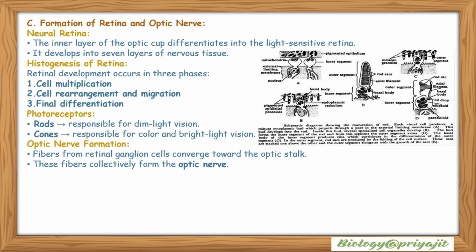Photoreceptors: there are rods and cones. Rods are responsible for dim light vision and cones are responsible for color and bright light vision. Optic nerve formation: fibers from retinal ganglion cells converge toward the optic stalk. These fibers collectively form the optic nerve.